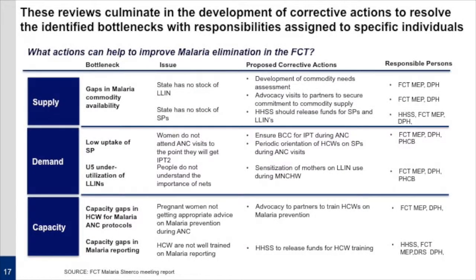In Nigeria, for instance, the chart before you shows that we made a commitment to tackle supply, demand, and capacity challenges in the elimination plan. For each category, the bottleneck was identified, the specific issue named, the corrective action proposed, and very importantly, responsibilities were assigned to specific individuals. The implementation plans at this point can be updated, and targets can be revised, taking into consideration any new realities that going through this cycle may have uncovered. This completes the performance management cycle.